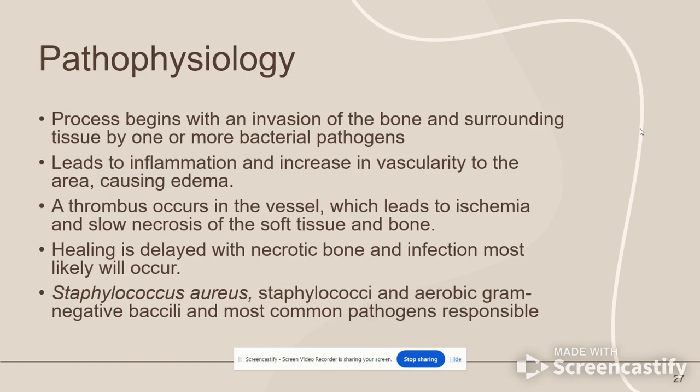Again, it begins with an invasion of the bone and surrounding tissue by one or more bacterial pathogens, which leads to inflammation and increases in vascularity to the area, causing edema. A thrombus occurs in the vessel, which leads to ischemia and slow necrosis of the soft tissue and bone. Healing is delayed with necrotic bone, and infection most likely will occur. Staphylococcus aureus, Staphylococci, and aerobic gram-negative bacilli are the most common pathogens responsible.